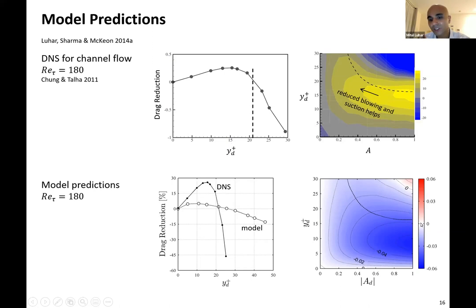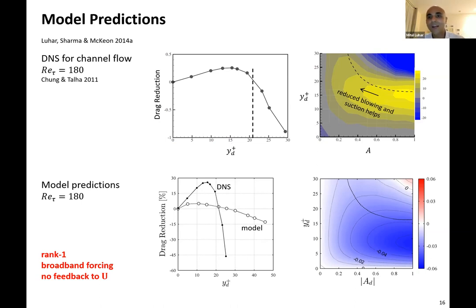And again, we show using our simple model that this reduced blowing and suction helps. Essentially, if you move your sensor location further up above the wall, the reduction in blowing and suction strength alleviates some of the performance deterioration you see over here, right? So not perfect, but we made the simplest possible assumptions we could to arrive at these predictions.